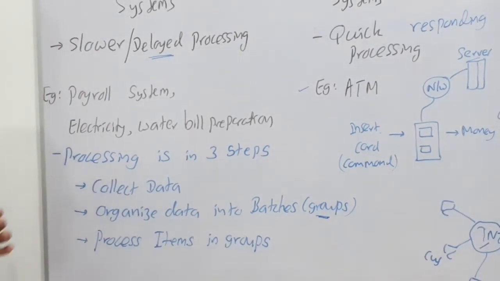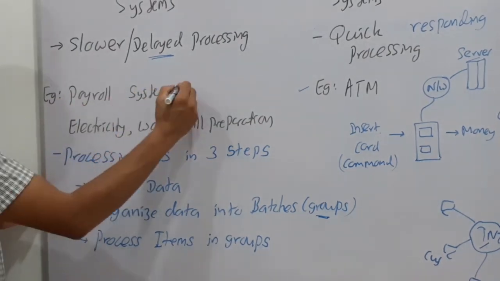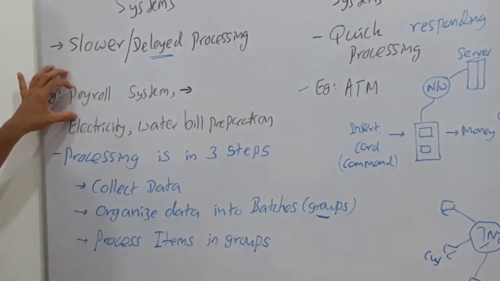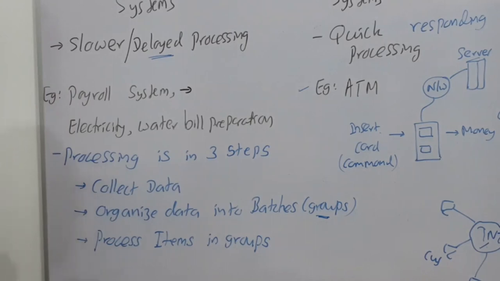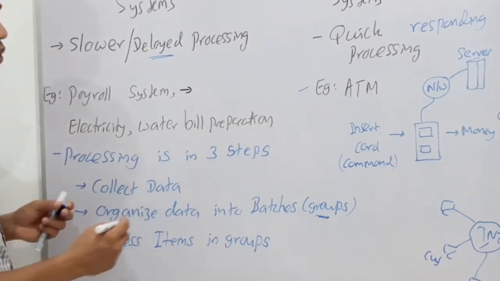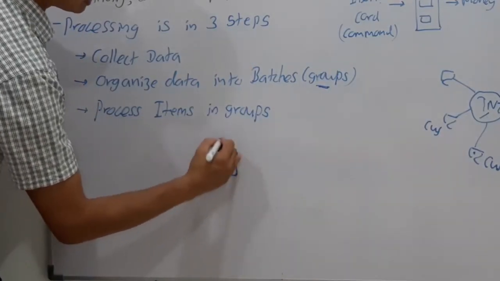We'll see. One example is the payroll system. We know what a payroll system is. That's the salary preparation system of employees within a month. By that time, we know the inputs for the payroll system. What are the inputs of the payroll system? In order to prepare salary, what should we insert? This is a payroll system.